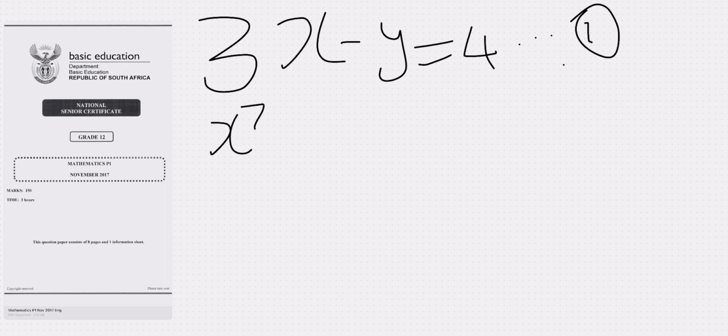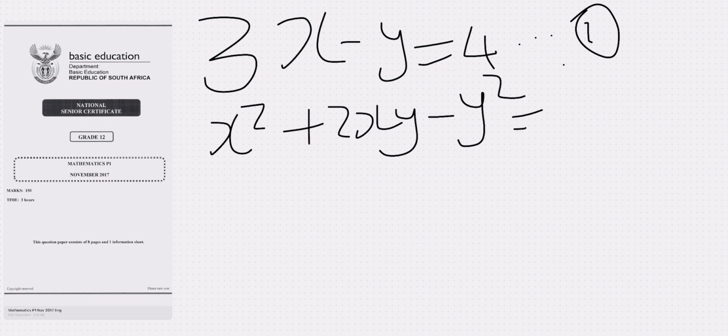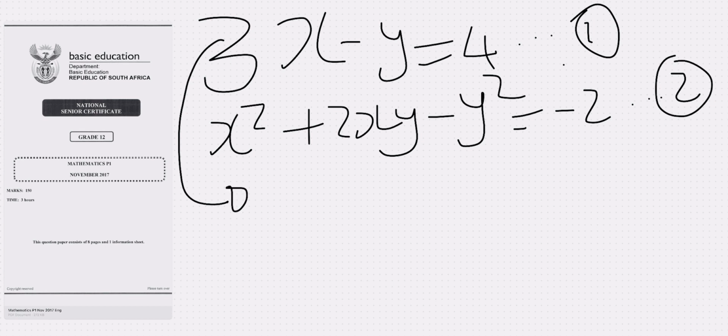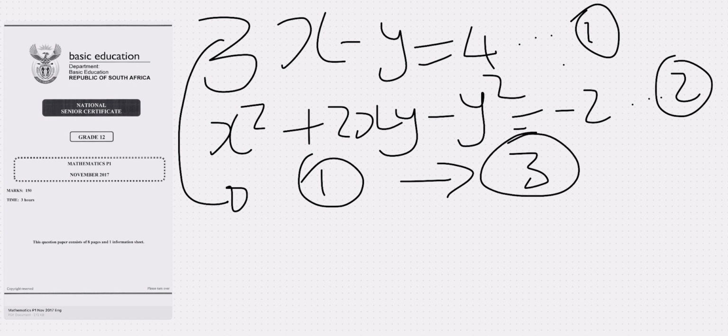Okay, 3x minus y equals 4. That's your equation 1. And equation 2 says x squared plus 2xy minus y squared equals minus 2. Equation 2. In this case, you look for simpler things because you're in an exam situation. You're trying to attain 100%. So it's easy to manipulate equation 1. So let's convert equation 1 to equation 3.